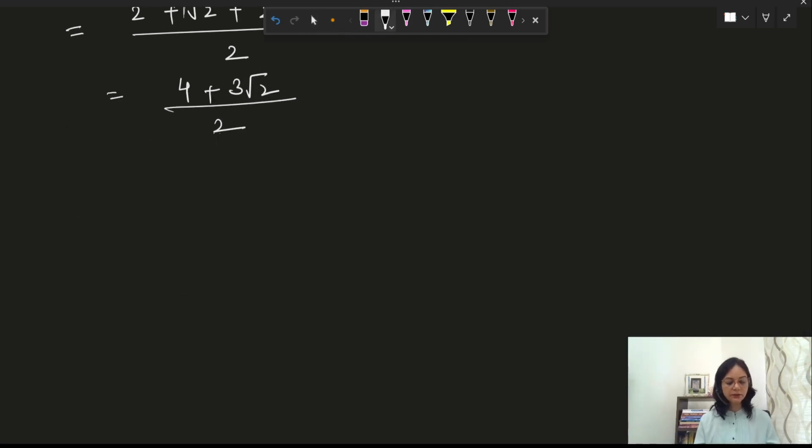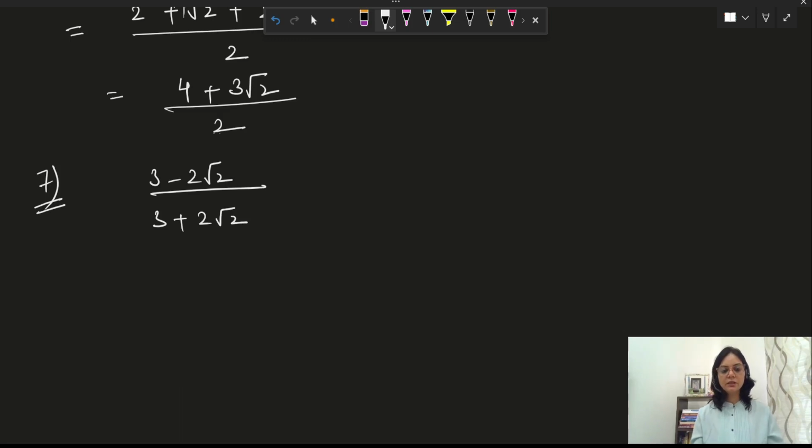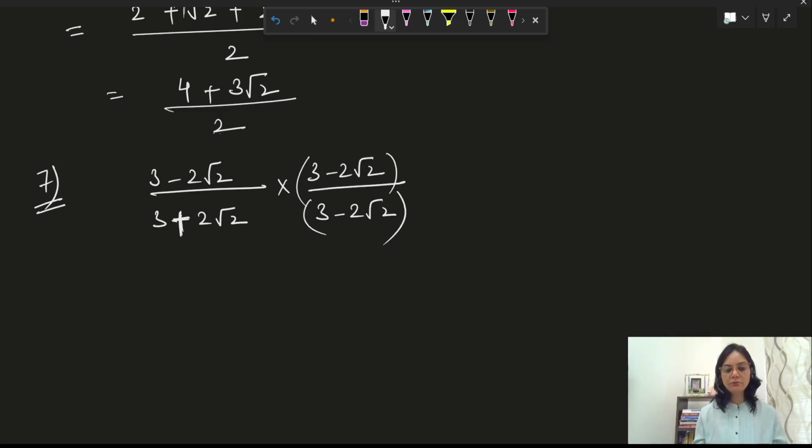We have something like this. This was question number 6, and let's move to the seventh one. Let's say we have 3 minus 2 root 2 divided by 3 plus 2 root 2. How do I rationalize this? Again, I'll take the opposite sign in the denominator. So this was plus, I'll multiply by 3 minus 2 root 2 and divide also by 3 minus 2 root 2. Both the numerator and denominator the same number.